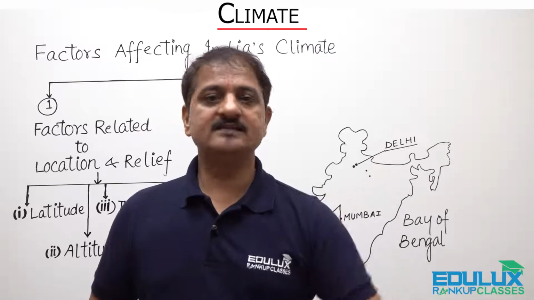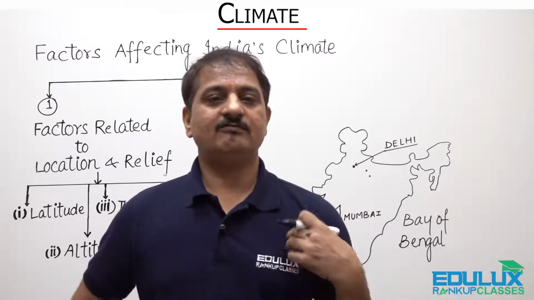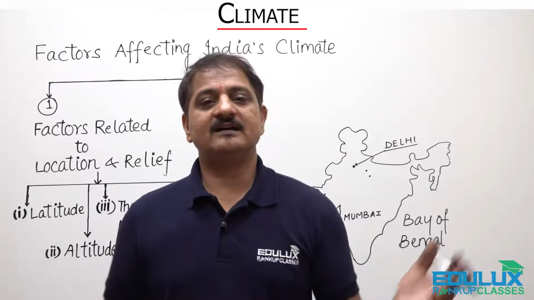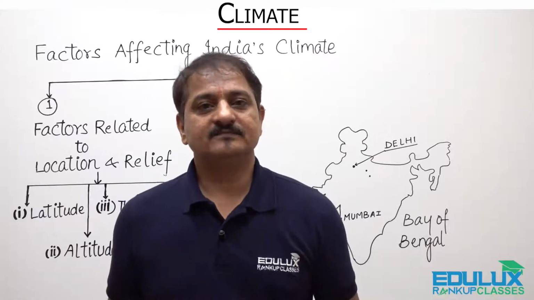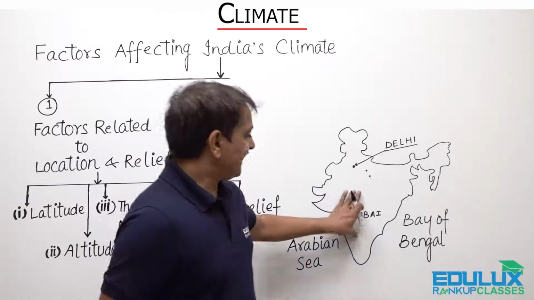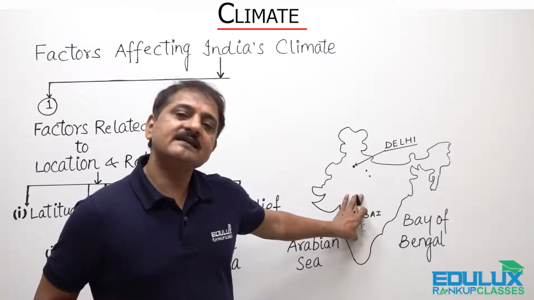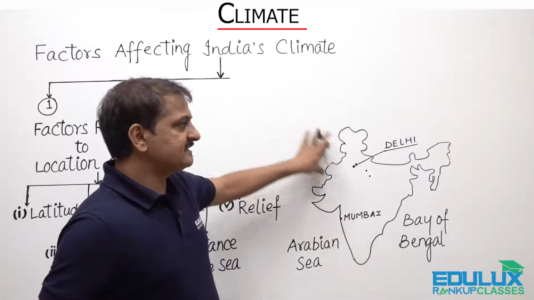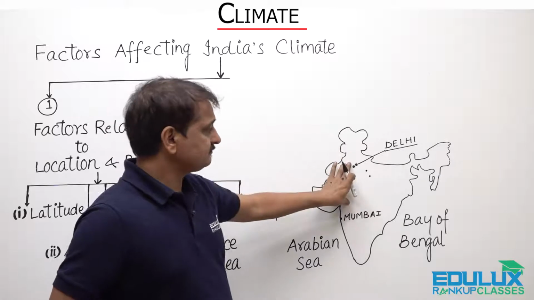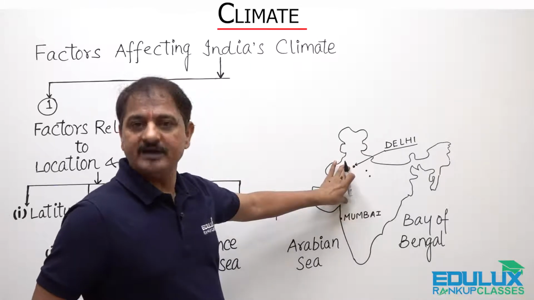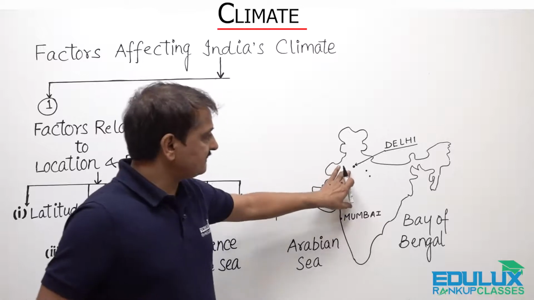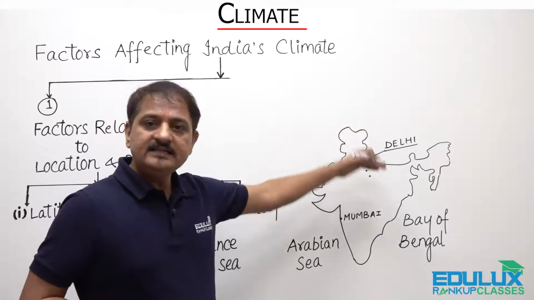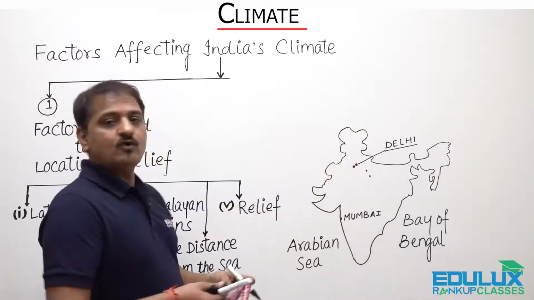you wear woolens, you don't feel warm from within, and if you don't go for woolen clothes, you don't feel the winters. So all throughout the year we have the same weather and the same climatic conditions, right? So this is how the distance from the sea also affects the climate of a particular place. Continental climatic conditions we find in places which are situated in the interior part of the country. Clear? I hope I'm clear, children.